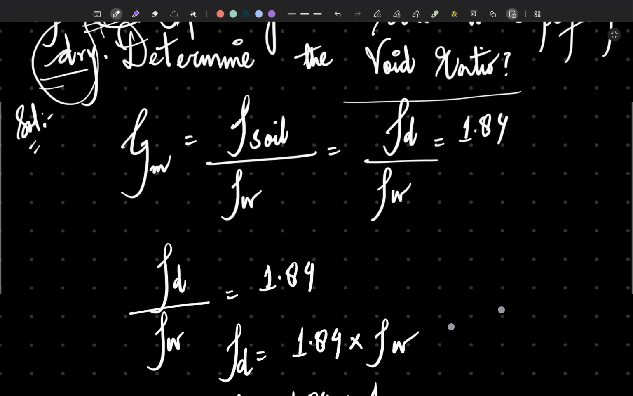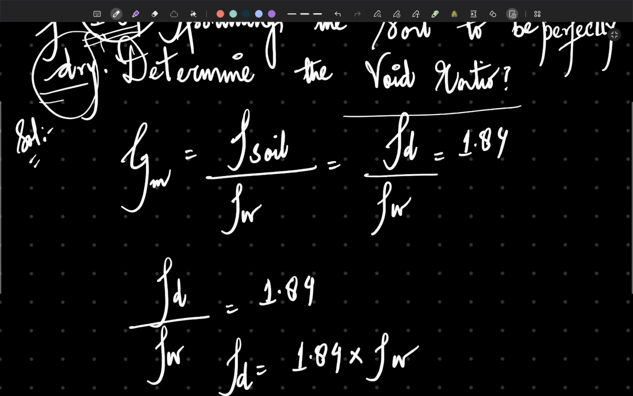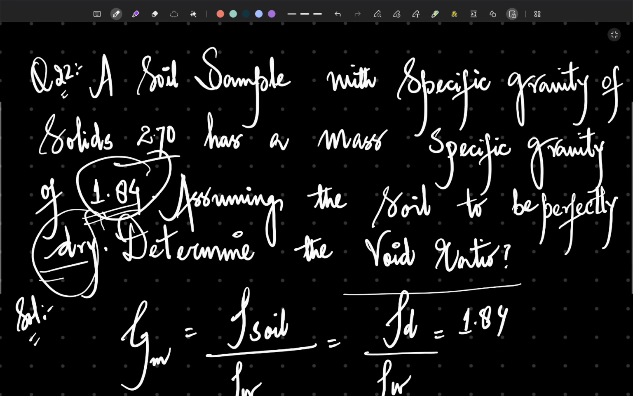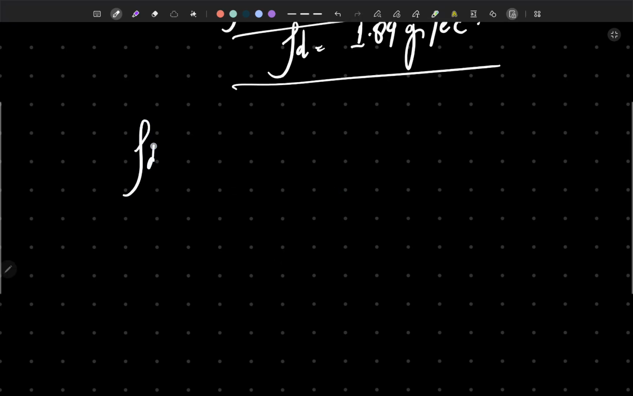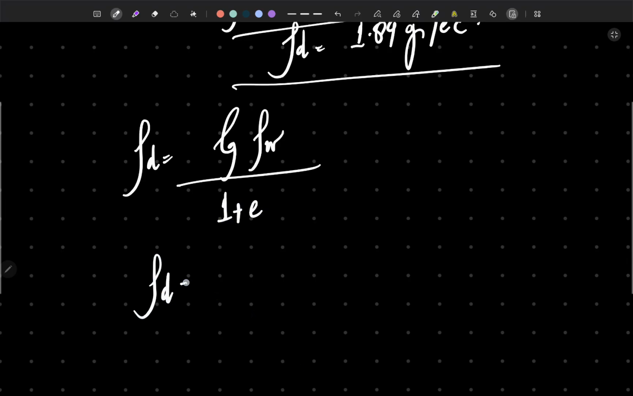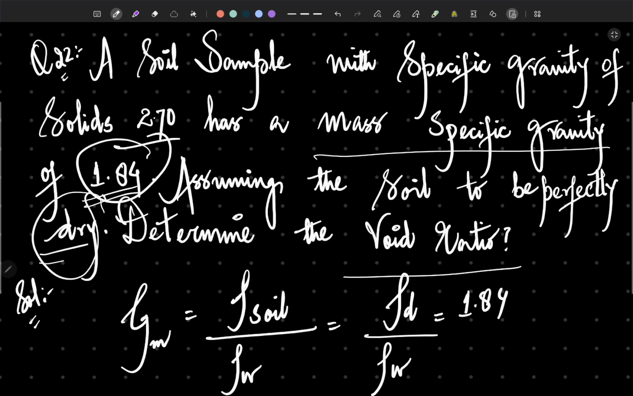But the question says determine the void ratio. We have to determine the void ratio. I know the dry density. How did I arrive at it? By having this value of mass specific gravity. Now I have the dry density, and I have to find the void ratio. I can very easily use the generalized equation for the dry density. Dry density is equal to G rho W divided by 1 plus e. Specific gravity is given: a soil sample with specific gravity of solids as 2.70.